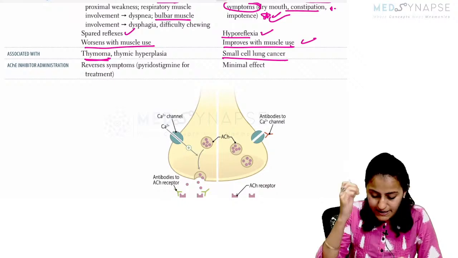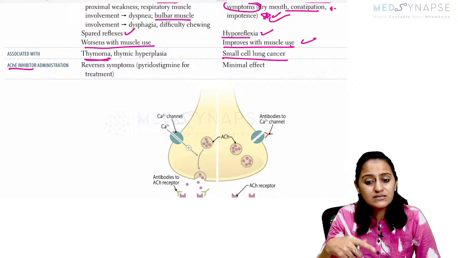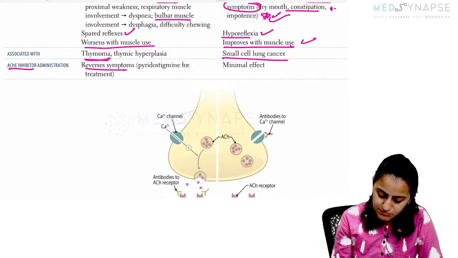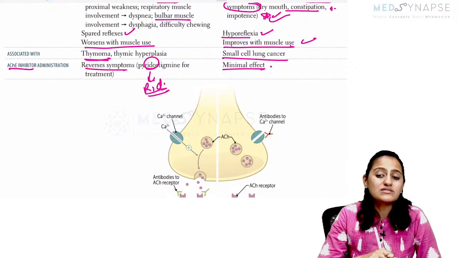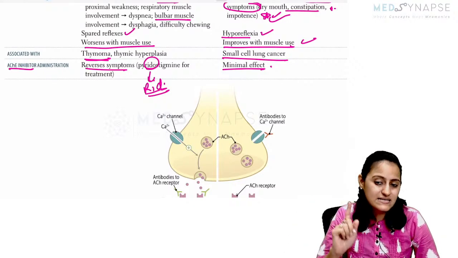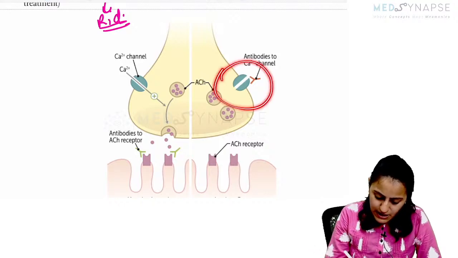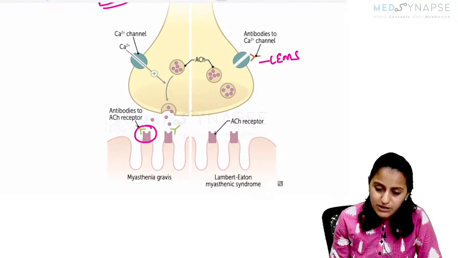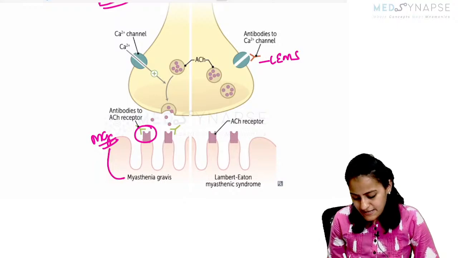In myasthenia gravis, if you use an acetylcholine esterase inhibitor, which increases the acetylcholine levels, it reverses the symptoms, and here it has minimal effect. So what do we use for treatment? Pyridostigmine. Pyridostigmine gets the patient rid of myasthenia. So this is what is shown here. The antibody to the calcium channel will be seen in Lambert-Eaton syndrome. The antibody to the postsynaptic acetylcholine receptor will be seen in myasthenia gravis.